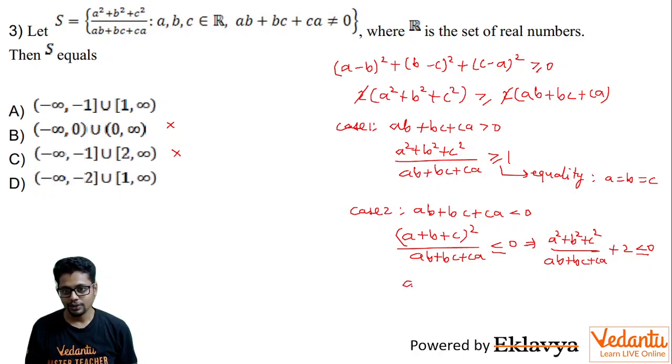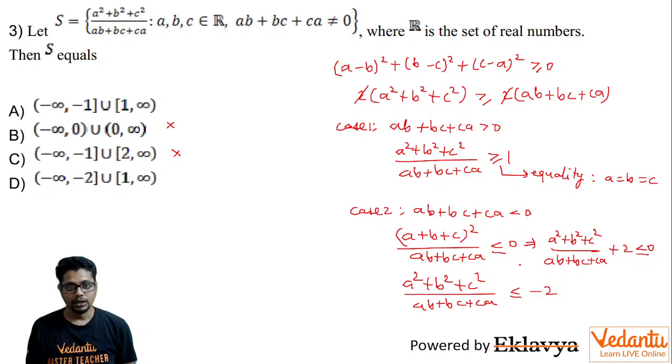So here you have a square plus b square plus c square divided by ab plus bc plus ca is less than or equal to minus 2. This is the strictest condition even from the options point of view. We are saying not just less than or equal to minus 1, it is in fact less than or equal to minus 2. So D is the answer, but still we may not be convinced: is minus 2 really being attained?